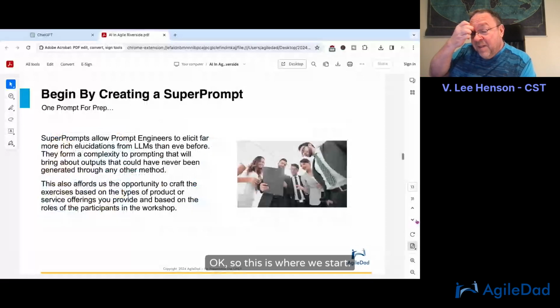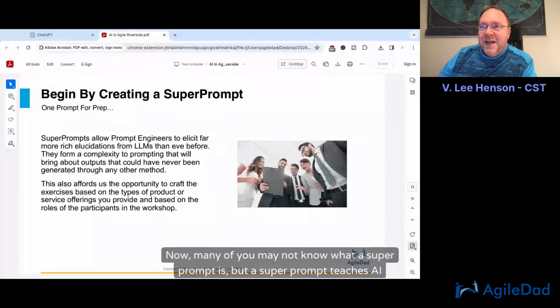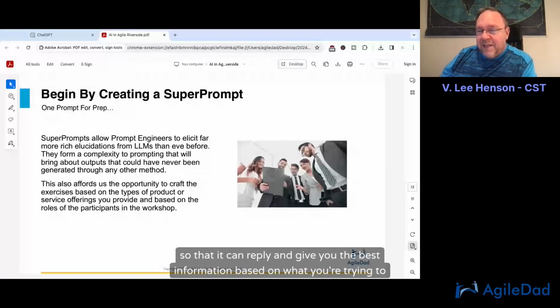Okay, so this is where we start. We begin by creating something called a super prompt. Now, many of you may not know what a super prompt is, but a super prompt teaches AI and any other tool how to behave and how it can assume a set of identity so that it can reply and give you the best information based on what you're trying to ask it.